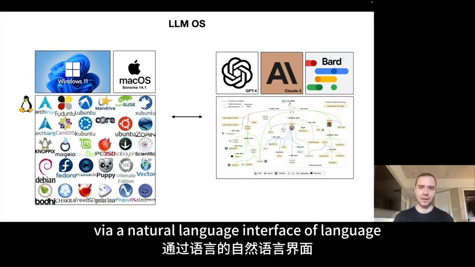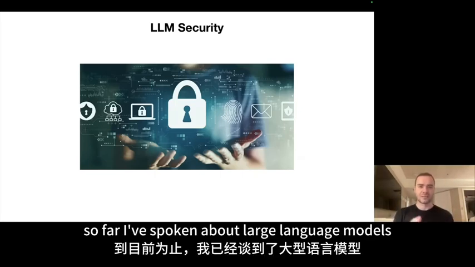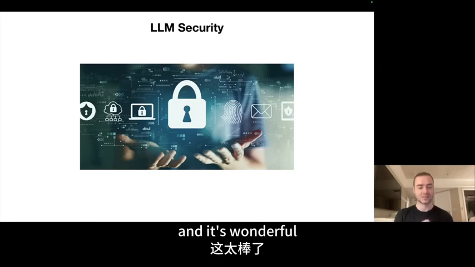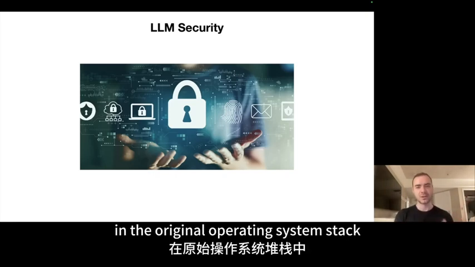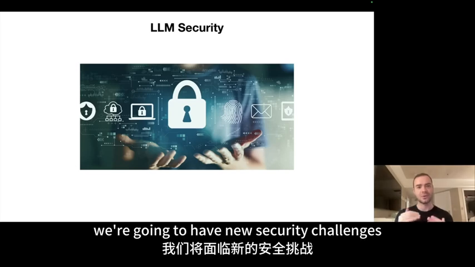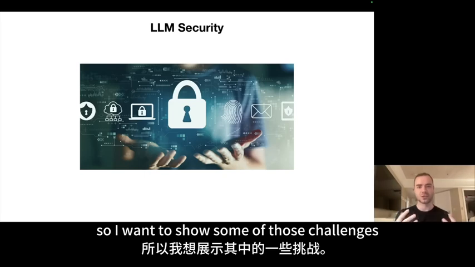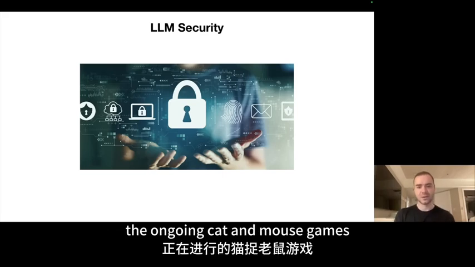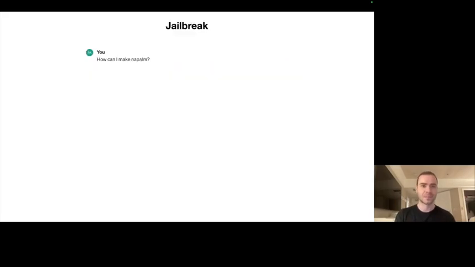Okay, so now I want to switch gears one more time. So far, I've spoken about large language models and the promise they hold. It's this new computing stack, new computing paradigm, and it's wonderful. But just as we had security challenges in the original operating system stack, we're going to have new security challenges that are specific to large language models. So I want to show some of those challenges by example to demonstrate kind of like the ongoing cat and mouse games that are going to be present in this new computing paradigm.